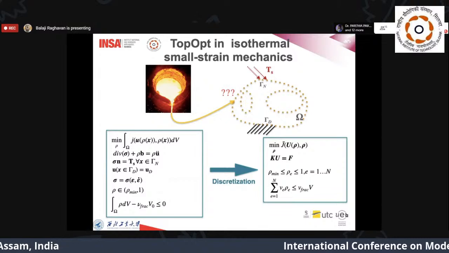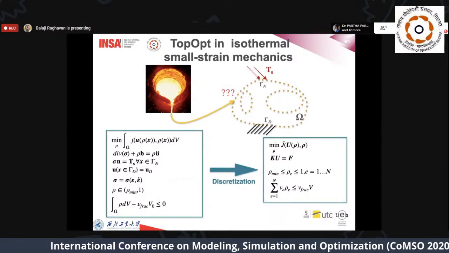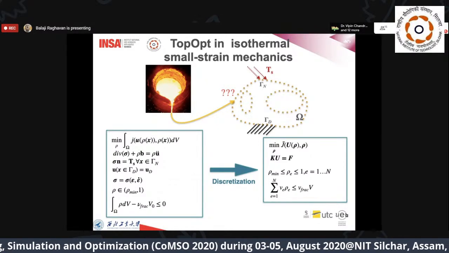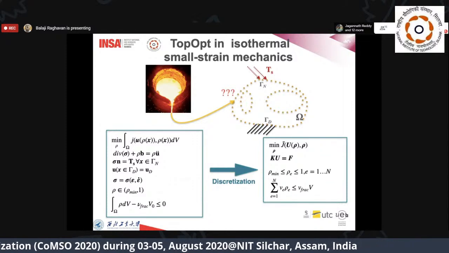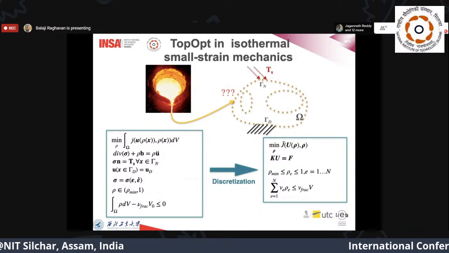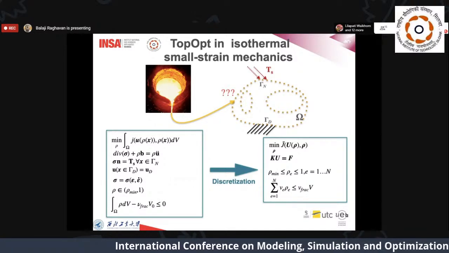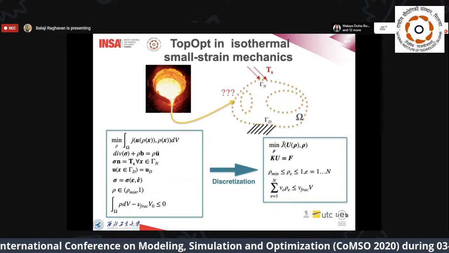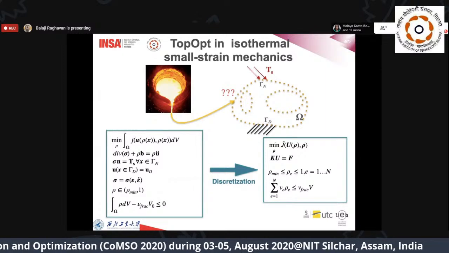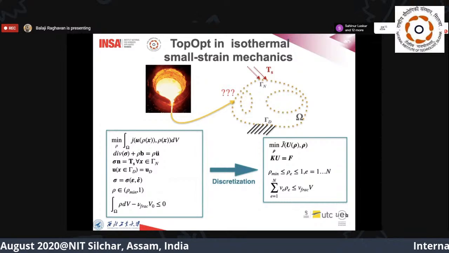Now, this is obviously useless for the most part, unless you discretize it. Obviously, unless you have a way of getting analytical solutions, which has actually been done at some point. So when you discretize this, you get the familiar Ku equals F, where, since I'm lazy, I have absorbed the boundary conditions inside, okay? I'm talking about the essential boundary conditions. And you have the performance objective, which depends on U, the displacement vector, which depends on what we call the density distribution, okay?